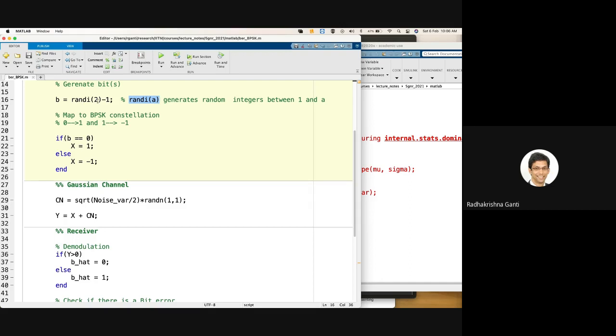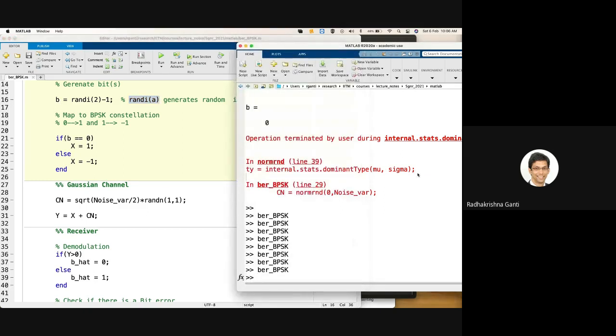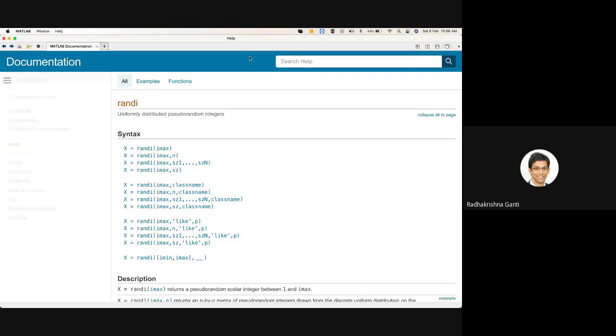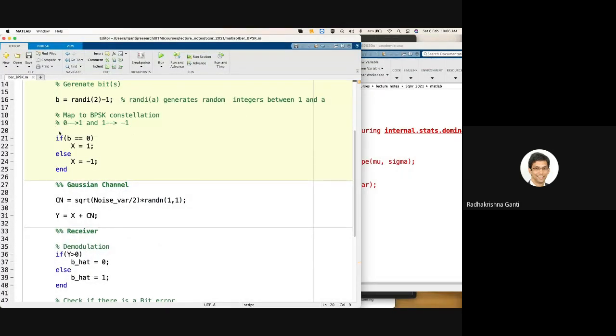So randi 2 will generate an integer between 1 and 2, randomly with equal probability. If I subtract 1 from that, b will always be 0s and 1s. If you want to see any help in MATLAB, you should type doc and the function name, and it will tell you. Next, I'm mapping to the constellation. If my bit is 0, I map to 1. If my bit is not 0, I map it to -1. So my transmitter is done.